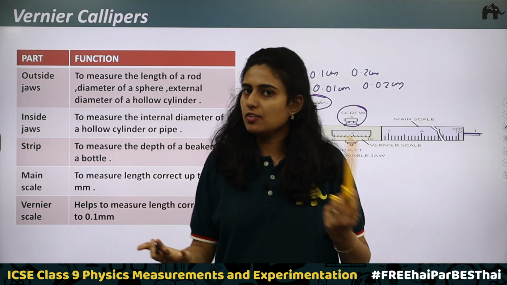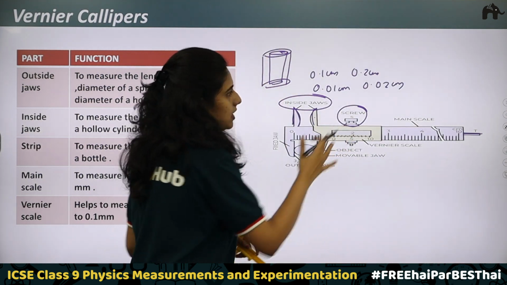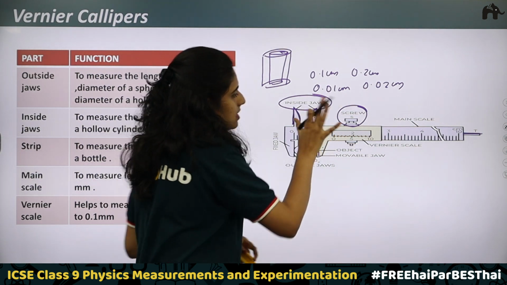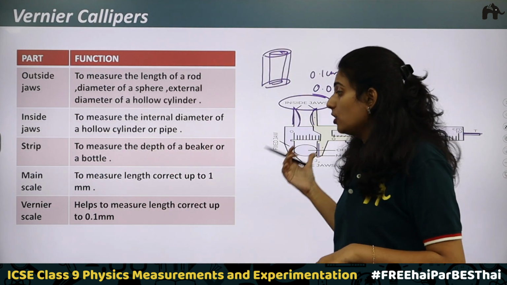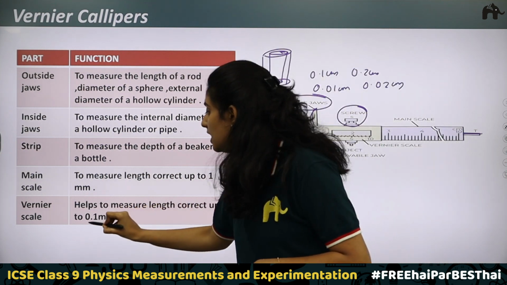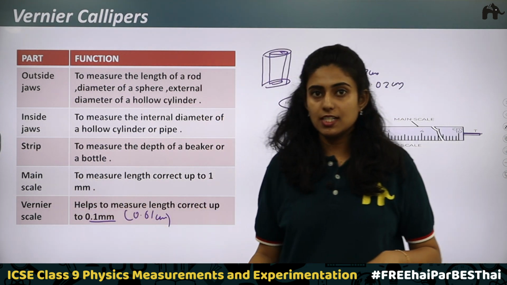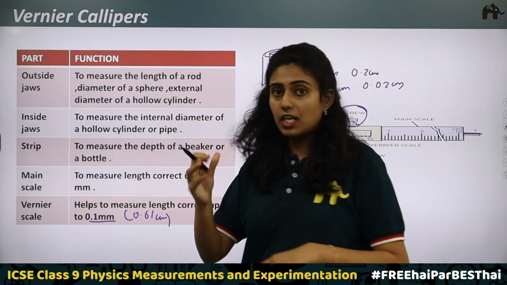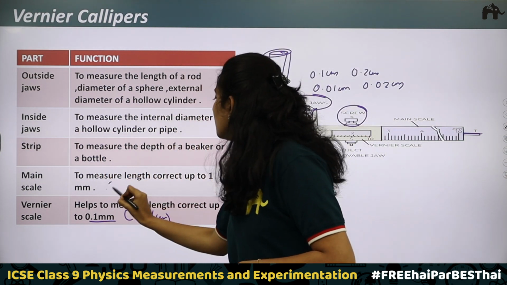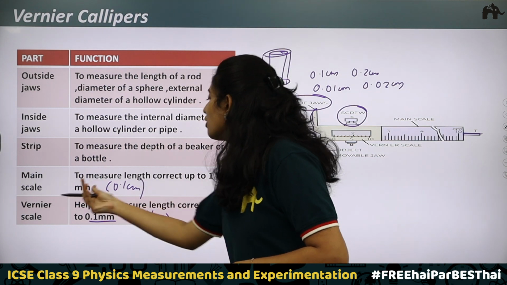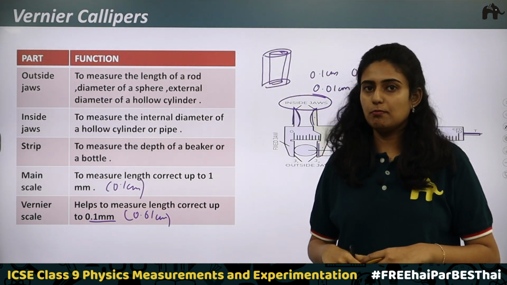Then you have the main scale and vernier scale. We know what the function of the main scale and vernier scale is. The vernier scale helps to measure more accurate results, that is 0.1 millimeter or 0.01 centimeter. For correct up to 0.1 centimeter or 1 millimeter, we will be using the main scale.